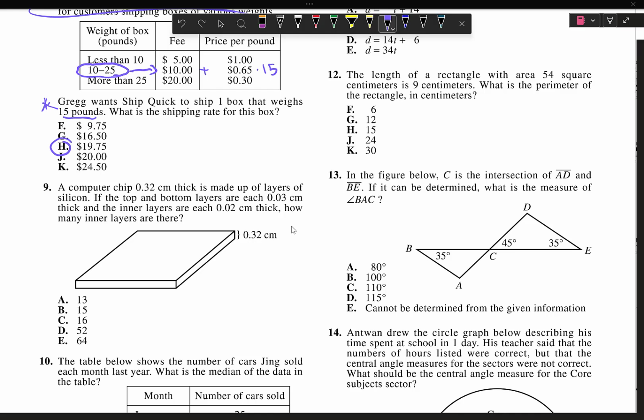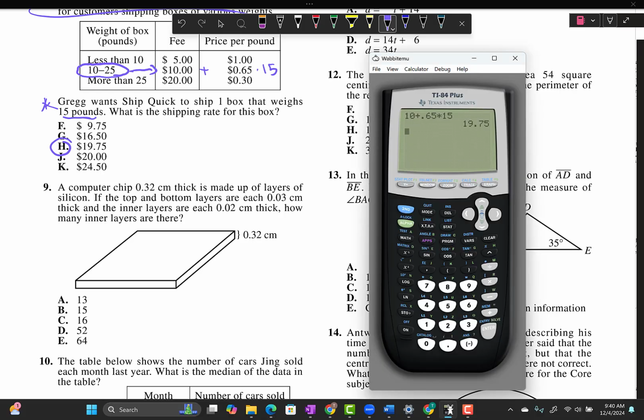All right, a computer chip 0.32 centimeters thick is made up of layers of silicone. If the top and bottom layers are each 0.03 centimeters thick and the inner layers are 0.02 centimeters thick, how many inner layers are there? All right, so I'm going to grab the calculator because we're starting with this chip being 0.32 centimeters thick. But we have to subtract the top and bottom layers.